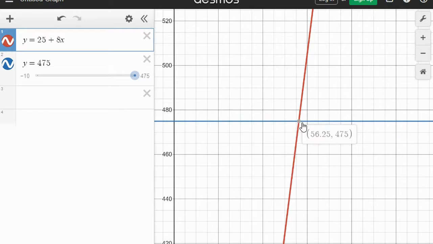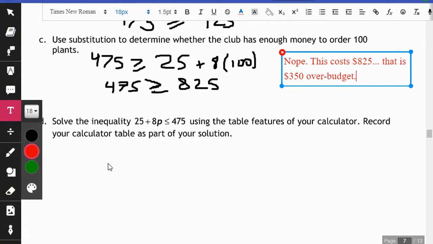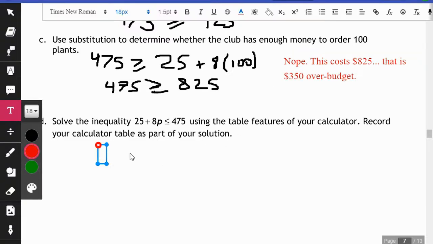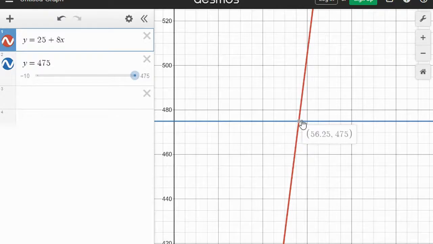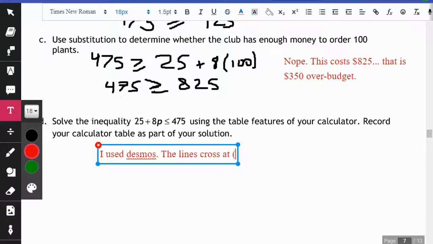Whatever. We can just say that for 56.25. I used Desmos. Hit the lines across that. $56.25.